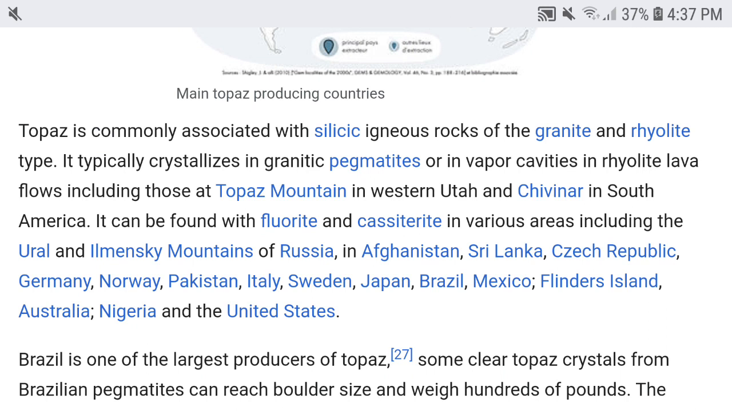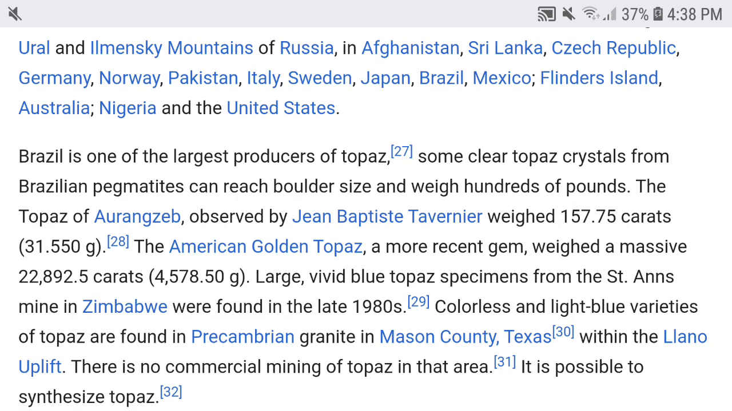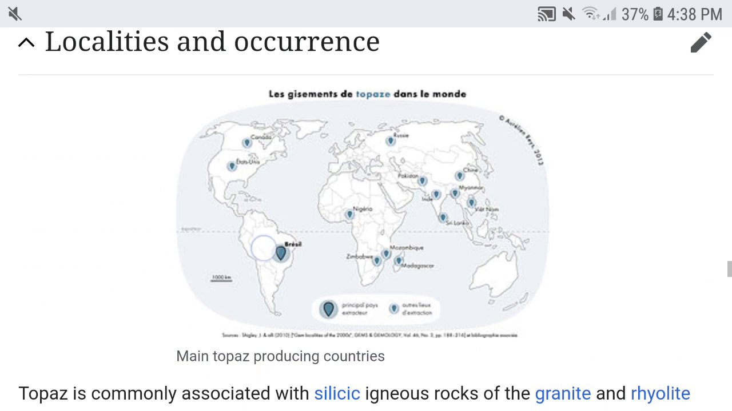It can be found with fluorite and cassiterite in various areas, including the Ural and Ilmansky mountains of Russia, Afghanistan, Sri Lanka, Czech Republic, Germany, Norway, Pakistan, Italy, Sweden, Japan, Brazil, Mexico, Flinders Island, Australia, Nigeria, and the United States. Okay, Brazil is one of the largest producers of topaz. Well, I guess we kind of see from here as well.